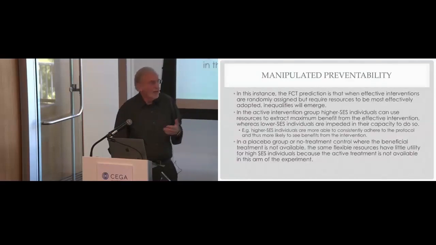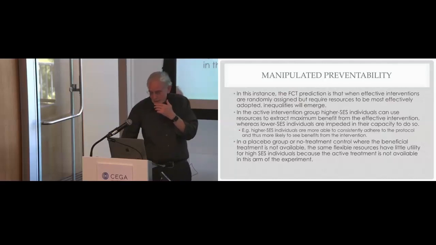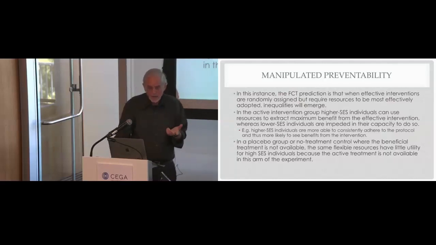Okay, and then the final way we've tried to test it is what we call manipulated preventability. In this instance, the fundamental cause prediction is that when effective interventions are randomly assigned, but require resources to be most effectively adopted, inequalities will emerge. In the active intervention group, higher SES individuals can use resources to extract maximum benefit from the effective intervention, whereas lower SES individuals are impeded in their capacity to do so.